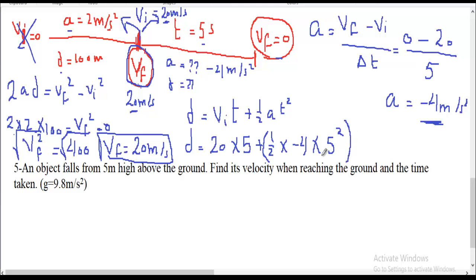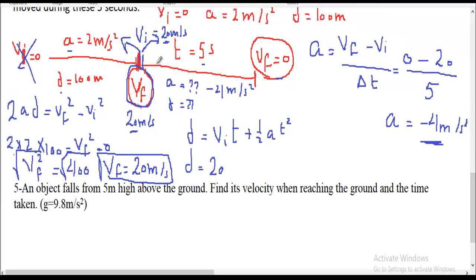You can use a calculator and put these numbers inside brackets. Displacement here equals Vi, which is 20, not this Vi. I'm talking about this period. So the initial velocity here is at the start of this period, which is at the moment of turning the engine off: 20 times time, which is 5, plus half times negative 4 times t, which is 5 to the power 2.